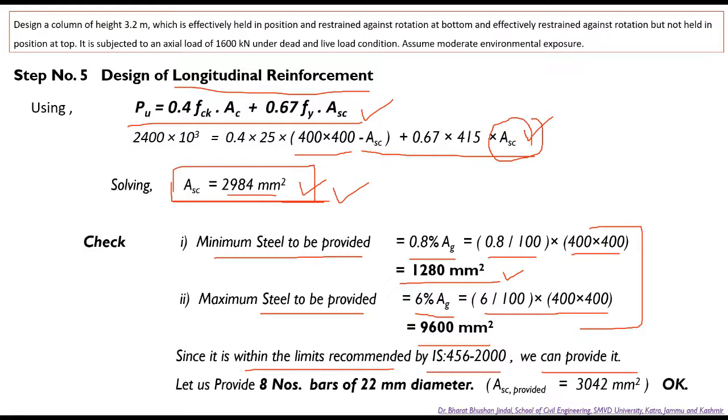Here we have to decide the size of the bar, that means the diameter of the bar. We have taken the 22 mm diameter bar, and we have provided 8 bars. We have to provide steel as a symmetric type of section. So if we provide 8 bars of 22 mm diameter at equal spacing, then ASC provided comes out to be 3042. Since this 3042 is again greater than 2984, which was required, we can say this design is okay in this step. That means the design of longitudinal reinforcement is okay.